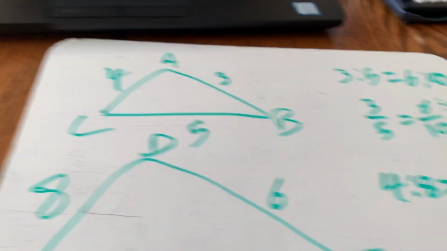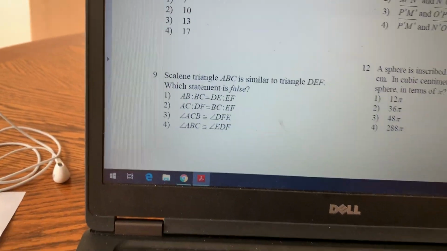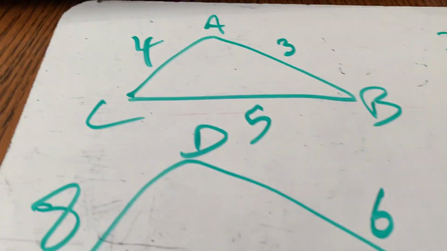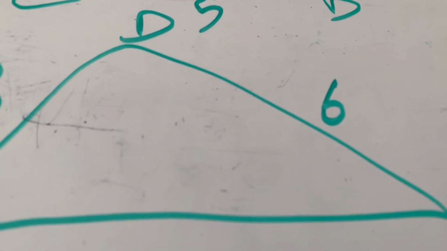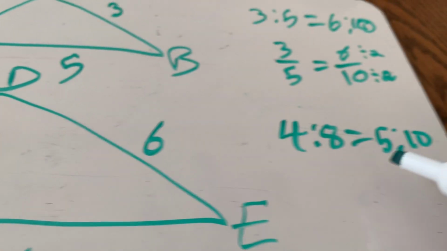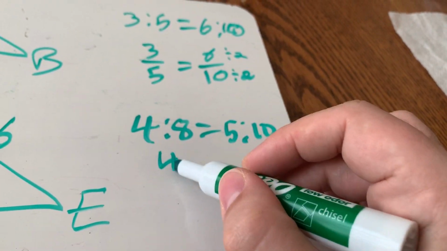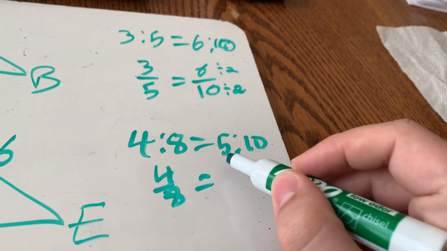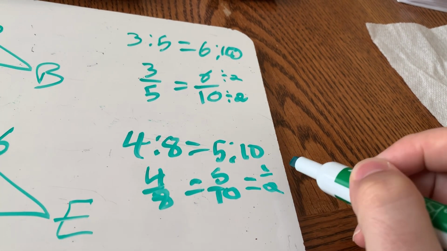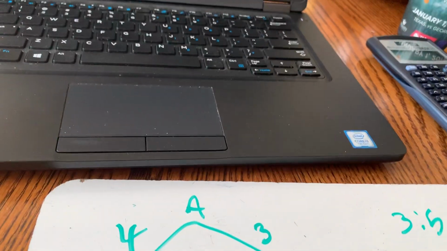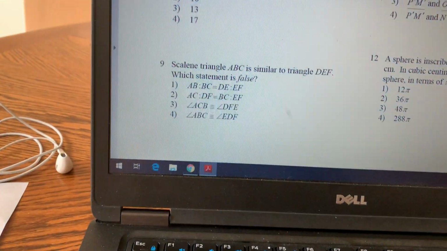All right, so 4 over 8, or 4 to 8 equals BC to EF. BC is 5, EF is 10. Okay? Again, here we go. If we actually made those fractions, 4/8 over 5/10, both of those simplify to 1/2, so those are equal. So that is not false, that is true.